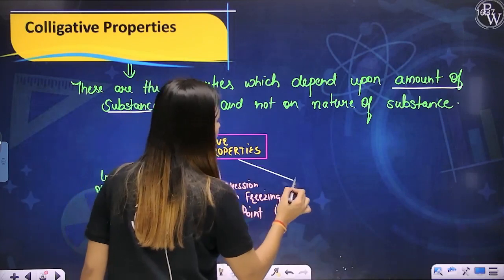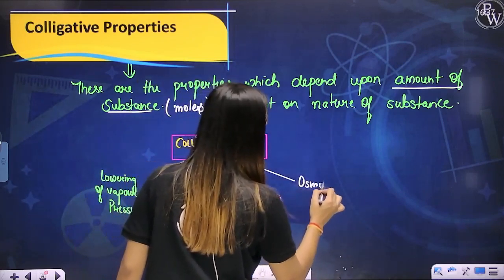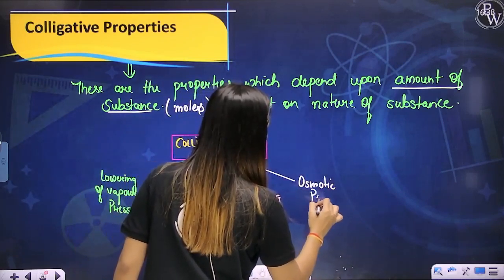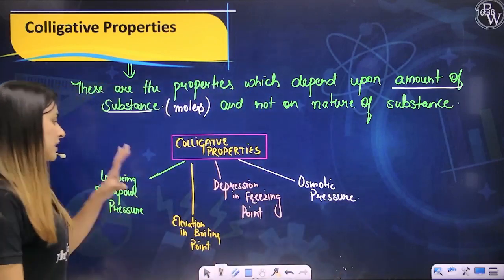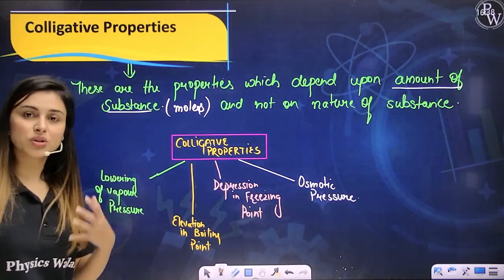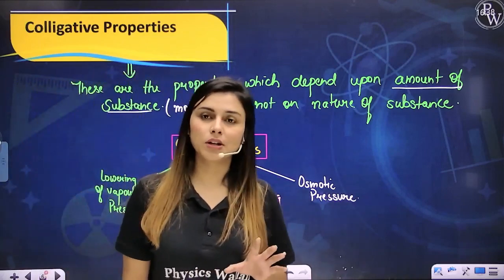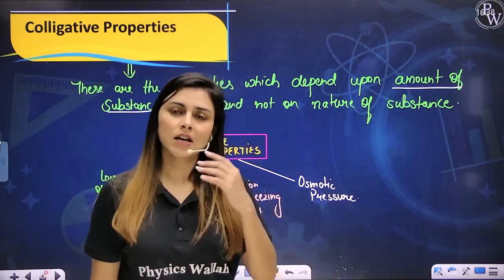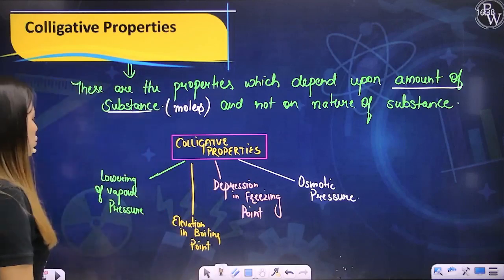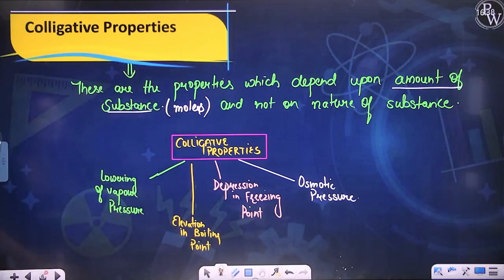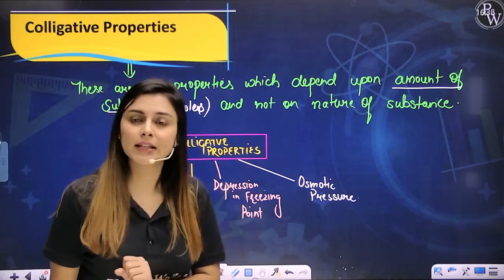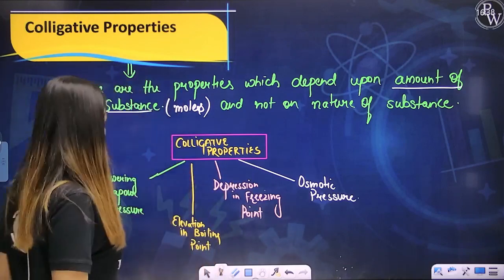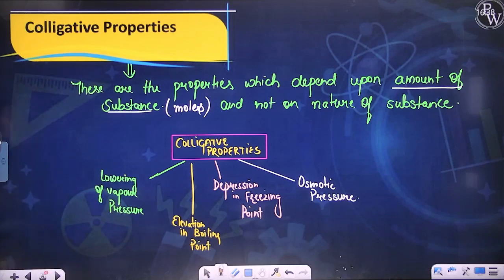And the last is osmotic pressure. So these are the colligative properties which we will be discussing in this particular chapter. We'll be discussing them one by one, so don't worry. The first is lowering of vapor pressure, then elevation in boiling point, then depression in freezing point, and the last is osmotic pressure. If you want to write, you can write, and then we'll move forward.